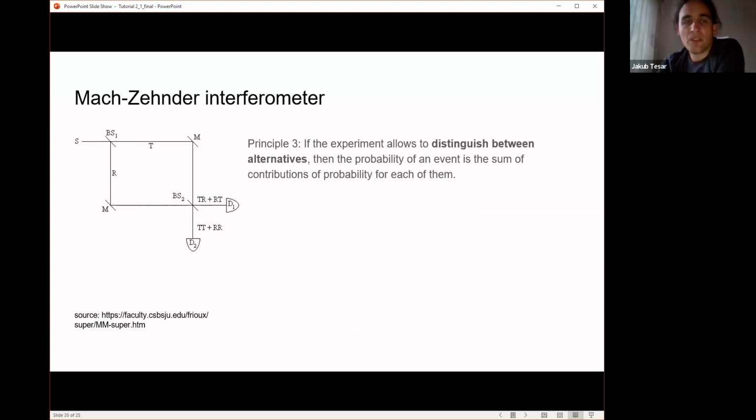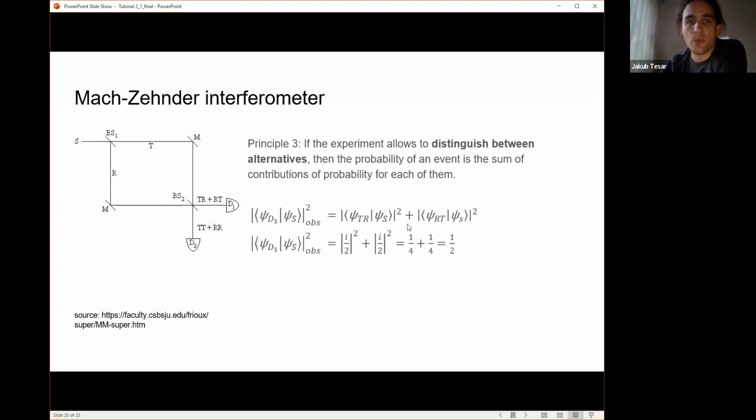Principle 3 says that if we introduce some measurement device and we are able to say which path has been taken to reach the detector, we need to not sum the amplitudes, but sum the probabilities. So we first get to the probabilities, which means that we square each probability amplitude first, and then we add them together. Which, if we have 1/2 squared and 1/2 squared, we have 1/4 and 1/4, sorry, which is 1/2 if we sum them.